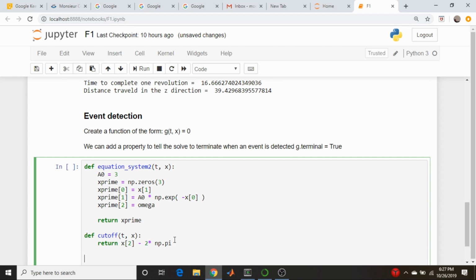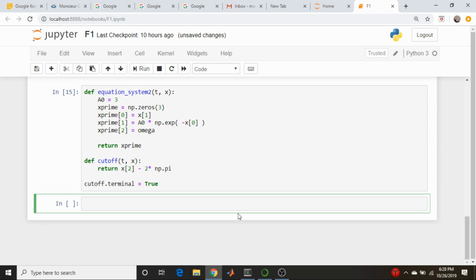So now we go down here and we have cutoff. We want it to actually terminate. So cutoff.terminate is equal to true. Or is it terminal? I have to check. Hold on. It's terminal. So cutoff.terminal is equal to true. So let's just run this cell to see if there are any issues. There are no typos, at least.